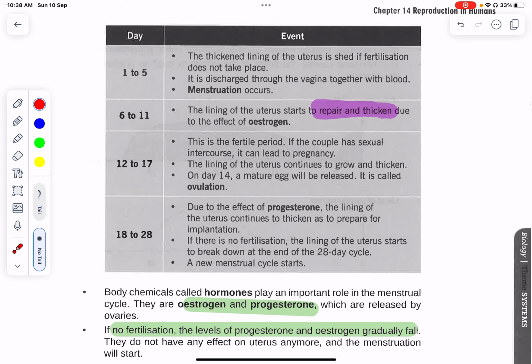Due to the effect of progesterone, which is the second hormone, the lining of the uterus will continue to thicken and be prepared for implantation. But do take note for progesterone, it does not actually build the lining. Instead, it helps to maintain and sustain the thickness of the uterus lining. Okay, and if there is no fertilization, the lining will start to break down due to the decrease in progesterone, and hence a new menstrual cycle will start. So this whole cycle will repeat again.